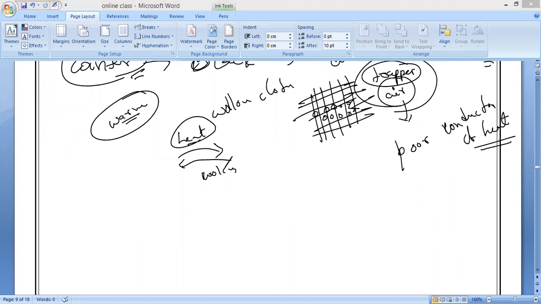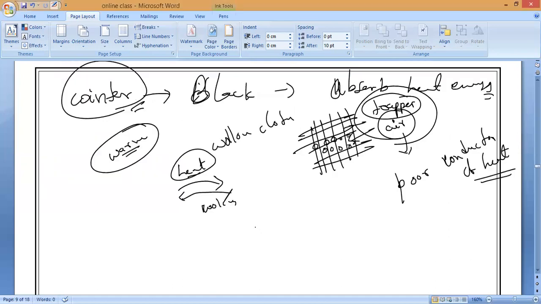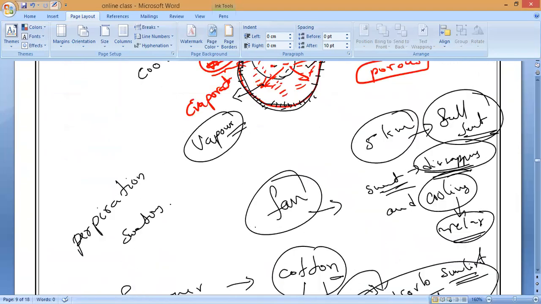Yes, please, Hari. Yes, sir. Yeah, that's all. So this is about what evaporation is and how evaporation shows that evaporation causes cooling. Any doubt? No, sir. Sir, I have a doubt about the nature of the liquid.